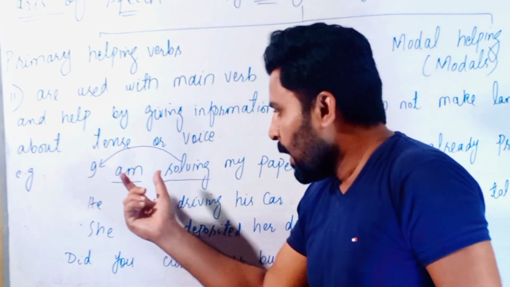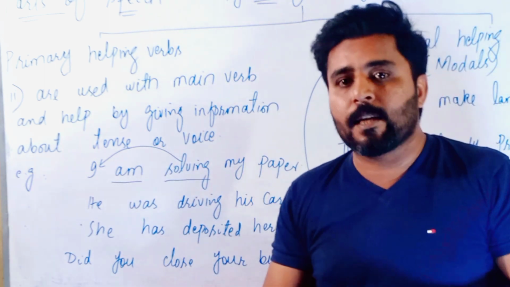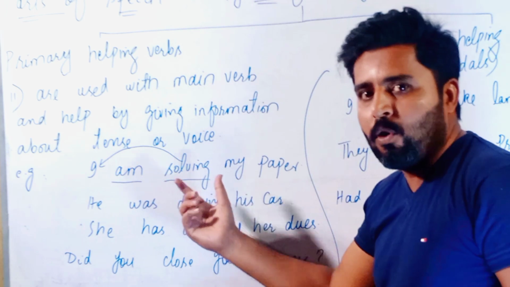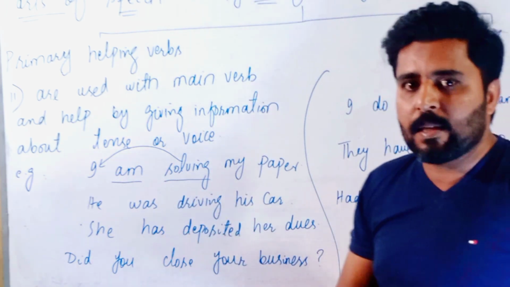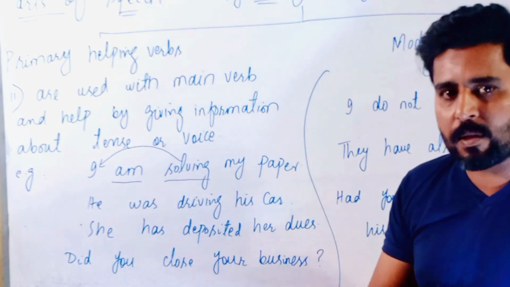Now in this sentence helping verb helps us in which tense we are talking. We are talking in present continuous tense. When we use am with the progressive form or in continuous form, it means that the sentence is written in present continuous form or present continuous tense.